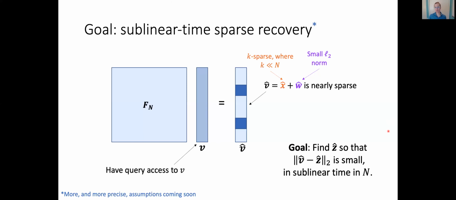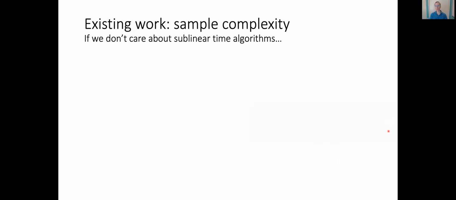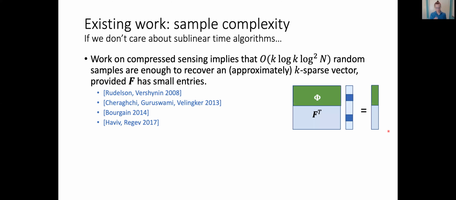There's been some work on this problem for general orthogonal polynomial families, although not nearly as much work as there has been for the Fourier transform. One body of work addresses the sample complexity of this problem. If I don't care about a sublinear time algorithm, I don't care how long it takes me to recover this z hat, I only care about how many queries I make to v, then we actually understand the sample complexity quite well. This is coming out of work from compressed sensing.